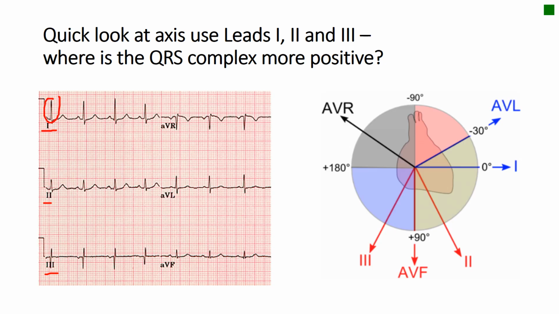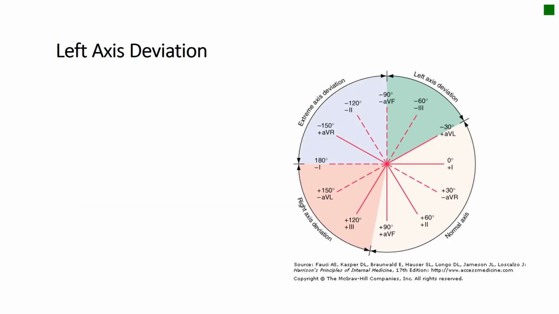Okay. So it's more positive in this direction over here. It's then again a bit more positive in 2 than it is in 3. So then it's more likely to be there than it is in this direction. So it's kind of more between those two. That's the axis between lead 1, 2. Where is it more positive? It's more positive in 1 and 2 than it is 3. So the axis is around here. Left axis deviation.